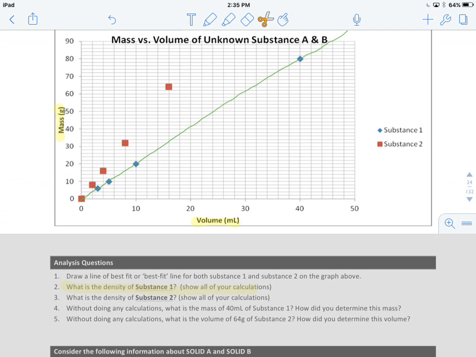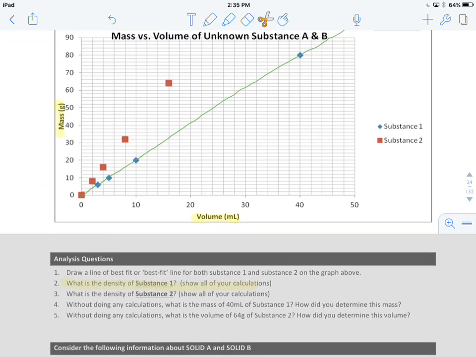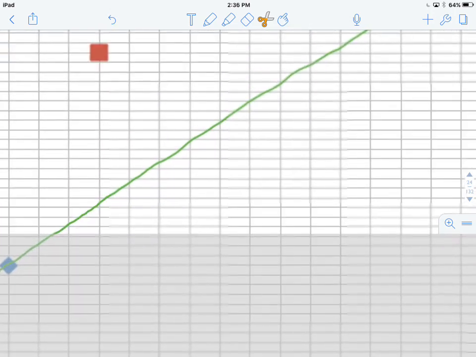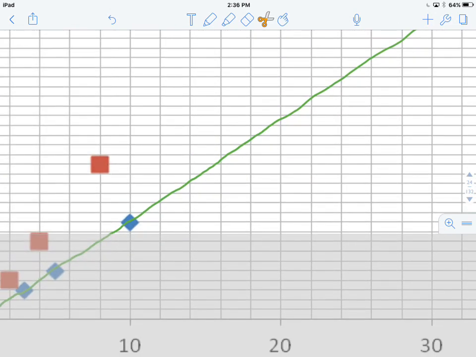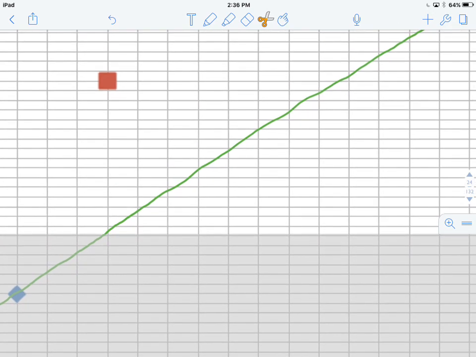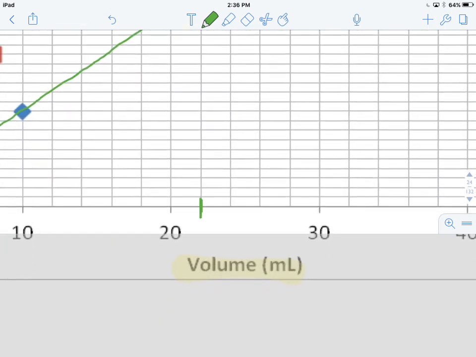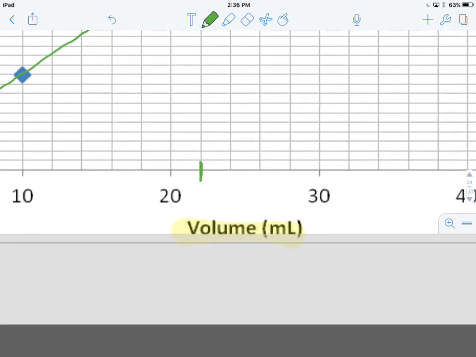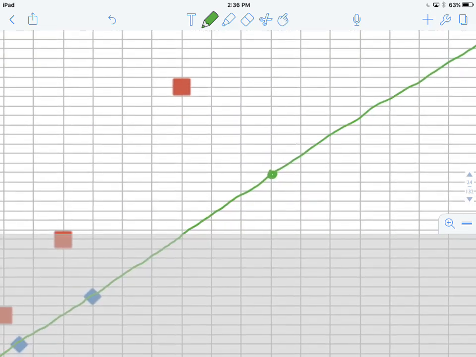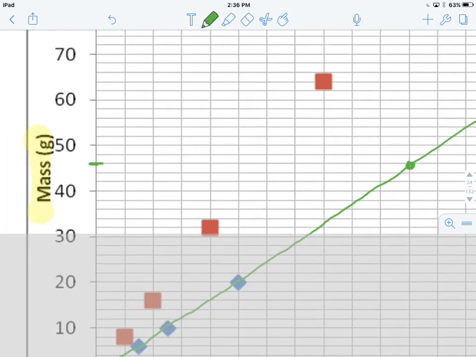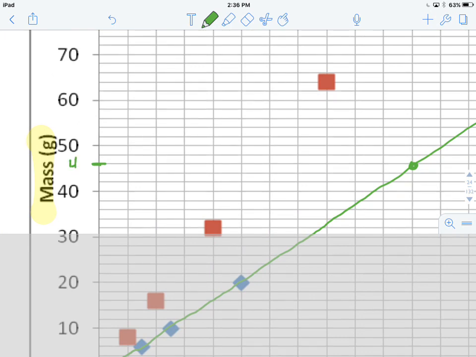So here we have a line of best fit that I've just drawn through these dots here, and I want to know the density of substance 1. So there's the line of best fit for substance 1, and basically what I can do is any point along this line, like you can see how hard it is to draw a straight line on an iPad, any point along this line I can basically go up and I can analyze. So let's take this point right here, and I can simply read off, 2, 4, 6, 8. So this is 22 mils, and this line dashes all the way over to here. This is 46 grams.